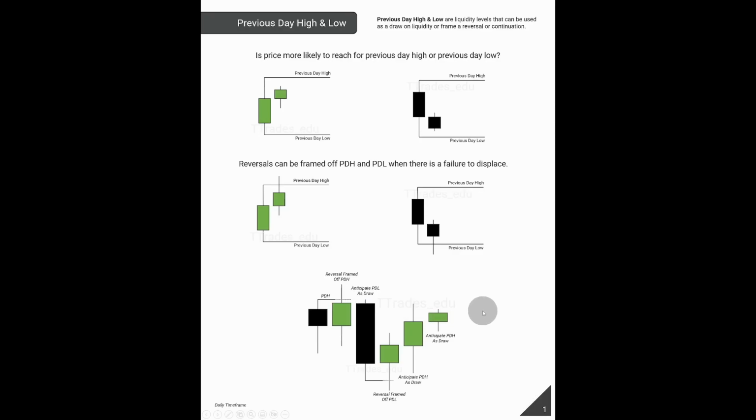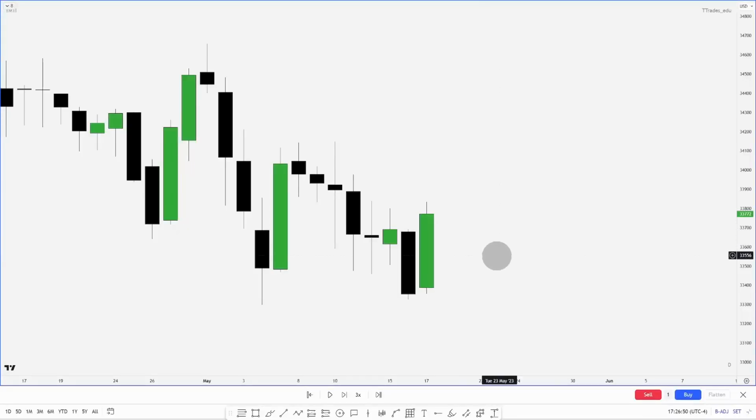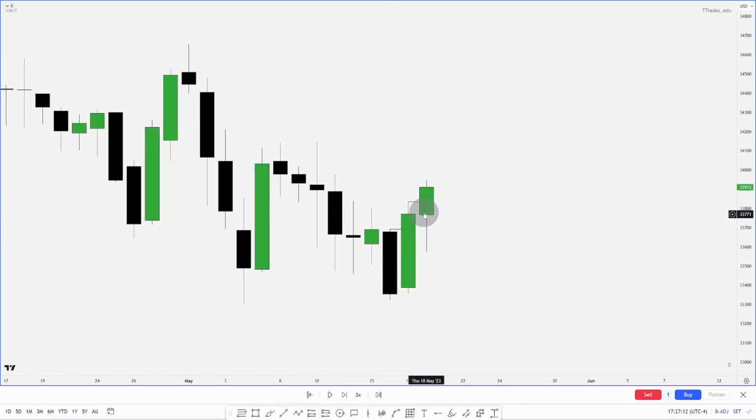So let's hop into the charts and look at a few examples of this. So in this example, we're just going to take a look at using previous day highs and lows to frame a bias or a draw on liquidity. So for example here, we have our previous day high and we closed above it. So I would like to see price move higher. An easy draw would be this previous day high. Letting price move forward, we close over it again. So another easy draw on liquidity would be this previous high.